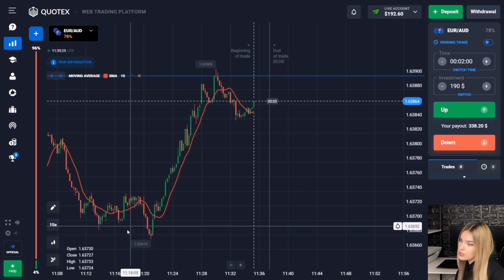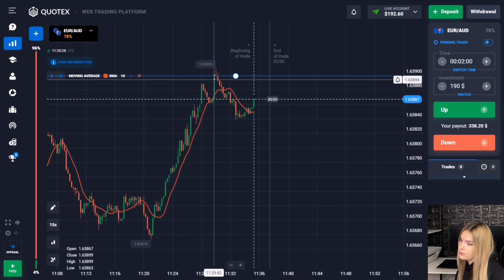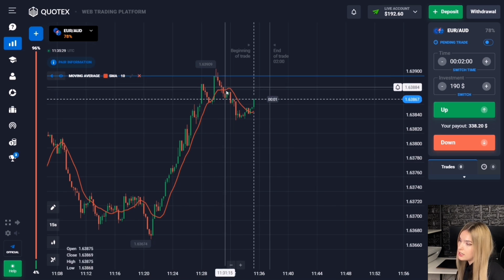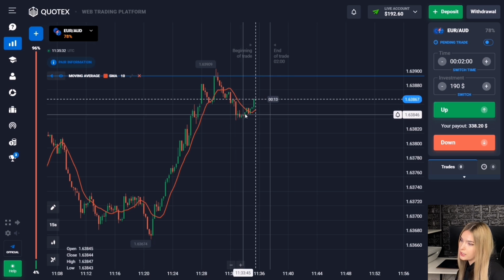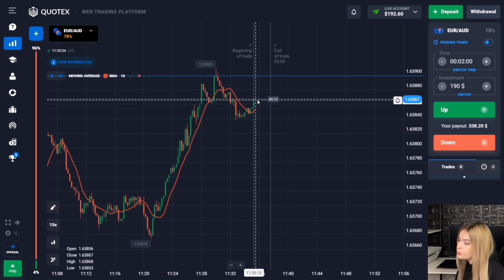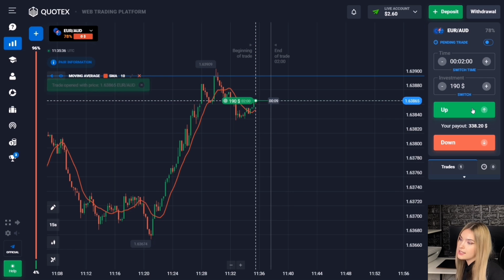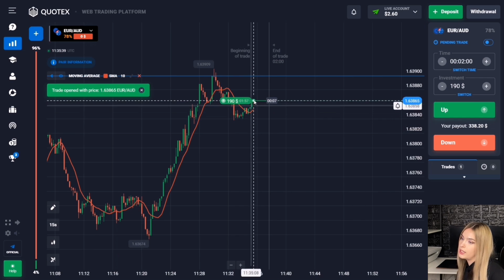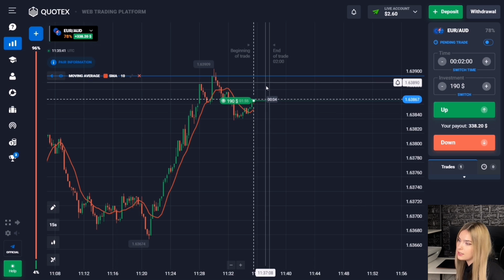Here we see that there was a good confident uptrend. Also, after touching the level, there was a pullback down, and now the price has turned around and is moving up. Here we'll open a deal for 2 minutes to go up, guys. The price has an excellent potential to increase. It is more likely that the price will continue to move towards the level.